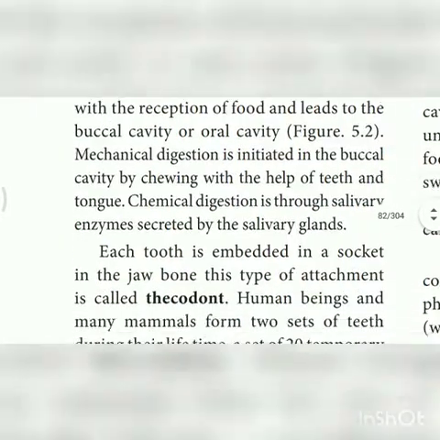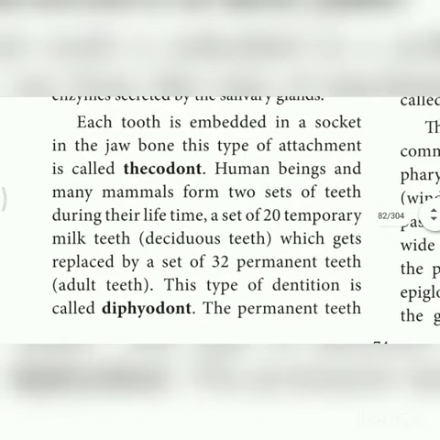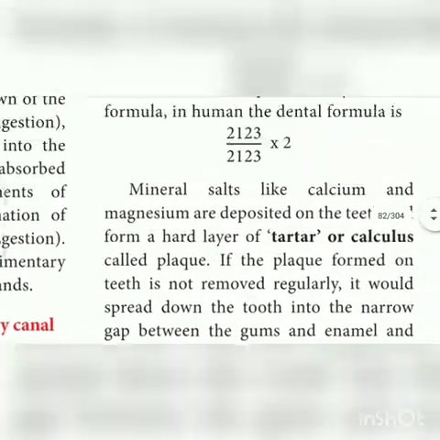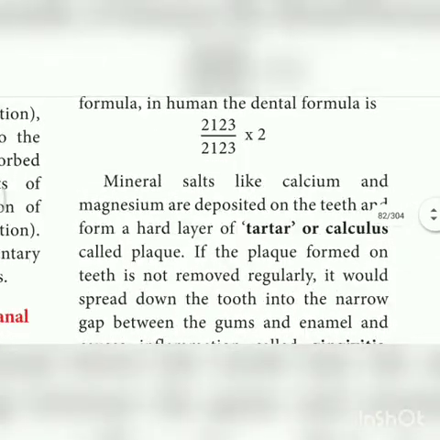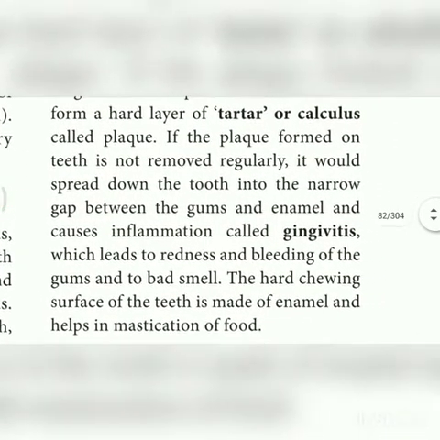Thecodont. What is meant by thecodont? Each tooth is embedded in a socket in the jawbone. This type of attachment is called thecodont. Diphyodont: 2 sets of teeth are present in the lifetime of a man. Heterodont: different types of teeth are present. What is the dental formula? 2123 by 2123.